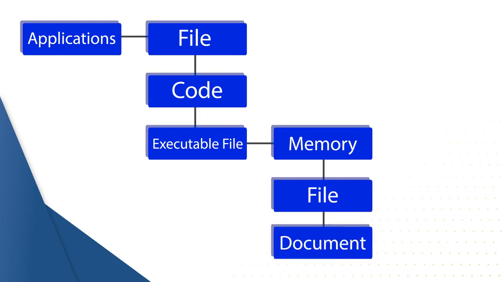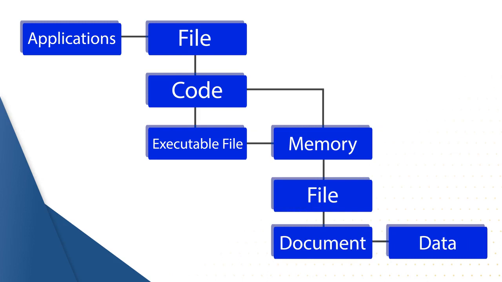When in memory, the instructions in the code file act on the data in the document file. This is nice and simple, and it's how some basic bits of software work, but modern applications are much more complex. Firstly, the code isn't generally just a single file.